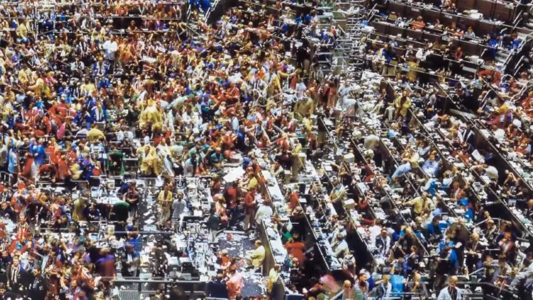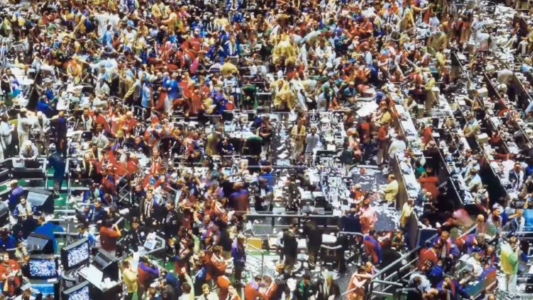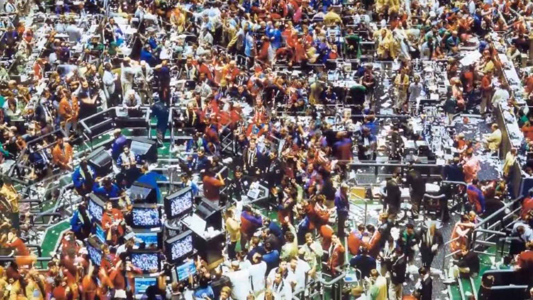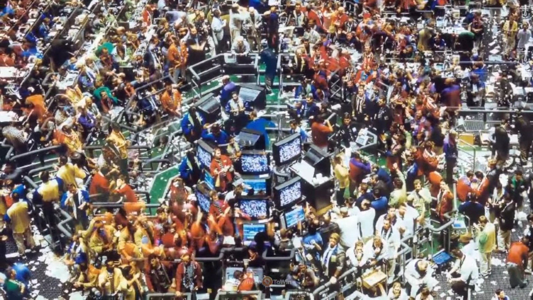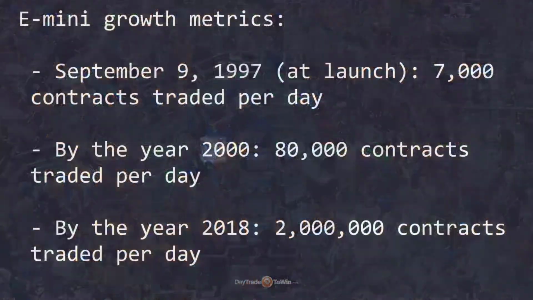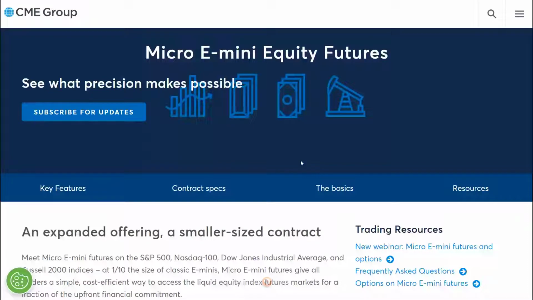To accommodate accessibility and tradability, the E-mini S&P 500 was established. The E-mini was considered, and still is, a minified, less costly version of the big S&P 500. In just 3 years, the E-mini grew to 80,000 contracts from the 7,000 it started with. By 2018, 2 million. In 2019, the E-mini was made more accessible once again.